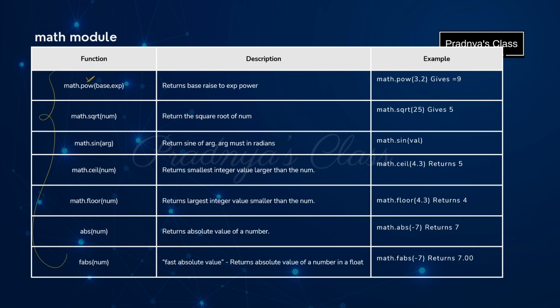There is a power function to calculate power of a number. SQRT function is used to calculate square root. There are functions related to trigonometry. Here is the ceil and floor function for rounding off. ABS function returns the absolute value of a number. There is one more function to calculate the absolute value, that is fabs. Like ABS function, it also returns the absolute value but in the form of float.